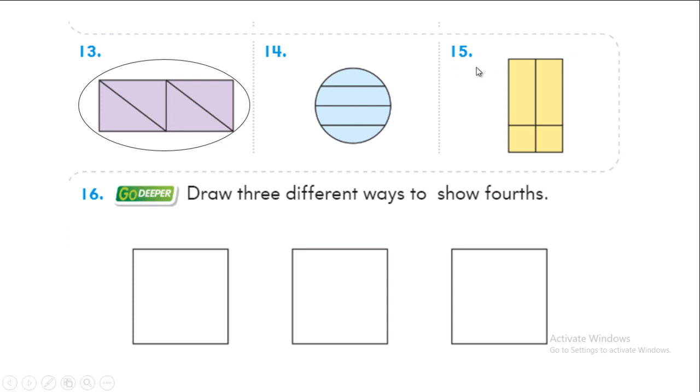How about number 15? No, because small and big, so they are not equal. They are not fourths. Draw 3 different ways to show fourths. Well, I have 3 squares. All of them are squares. But I'm gonna cut them in different ways to show fourths.